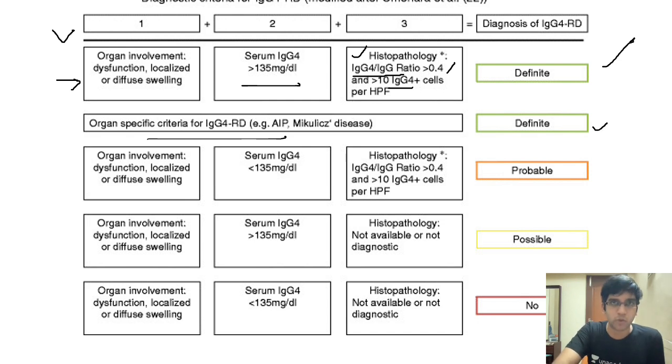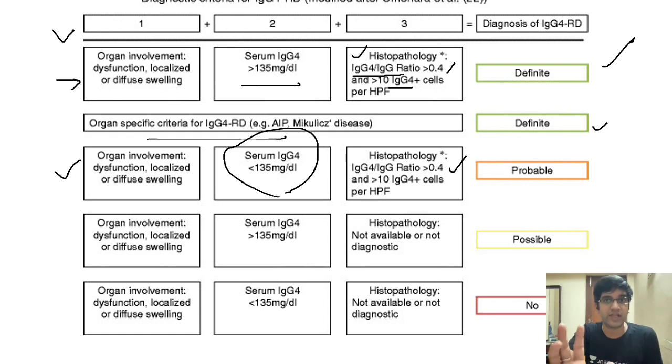When I will call it probable is when my serum IgG4 is less than 135, my serum is not contributing, but yes, definitely there is an organ involvement with dysfunction with a mass lesion, and my histopathology is also diagnostic, I call it probable. Again, I want all three to call it definitive. If one is gone, I call it probable. But when histopathology is not available or not diagnostic, it becomes a possible diagnosis, right?